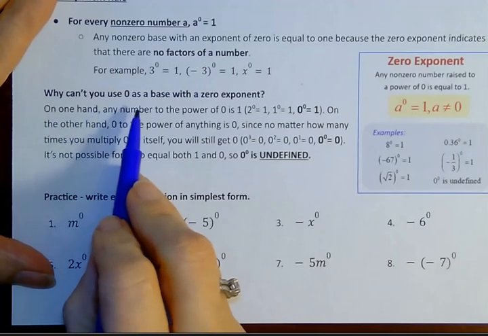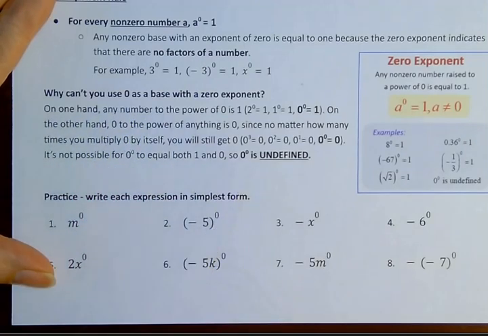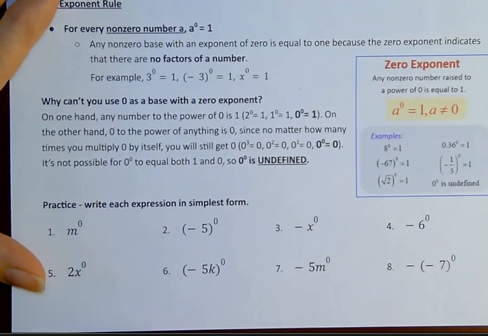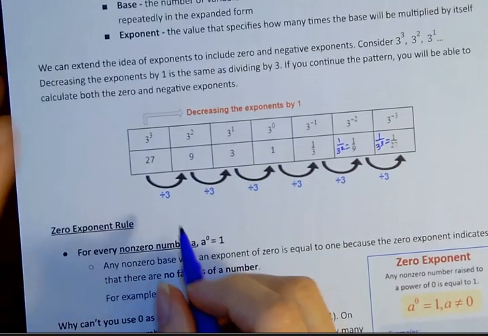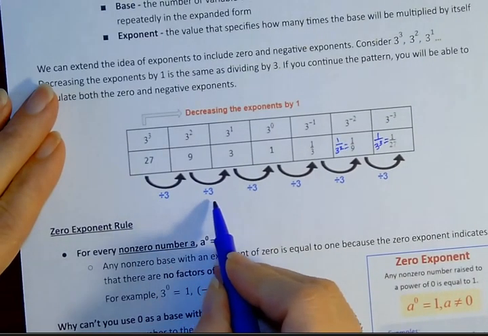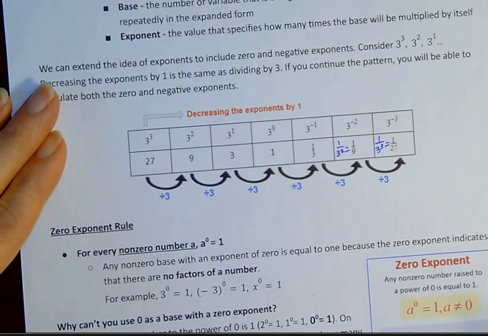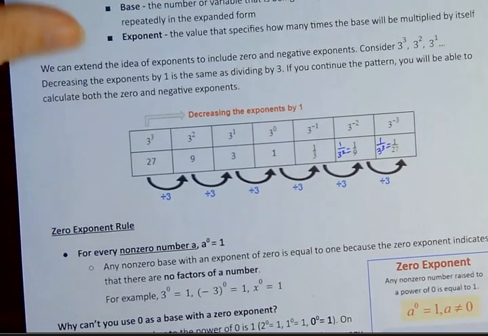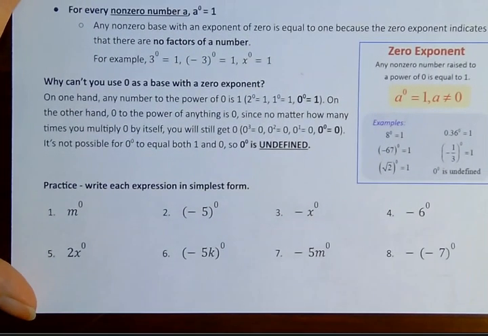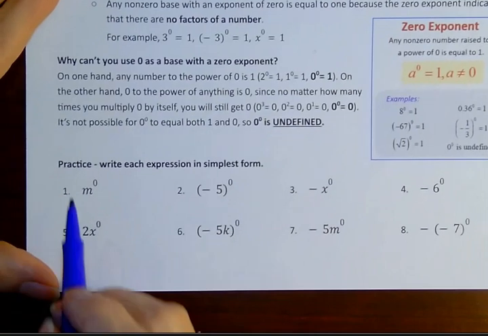Okay. And again, the reason you can't have 0 to the power of 0 is back when we were always dividing by the base. Here, when we're dividing everything by 3 each time, we're dividing by the base. If your base is 0, that would mean you're dividing by 0 every time, and so the whole world implodes because you're not allowed to do that. Okay, so let's do some practice.